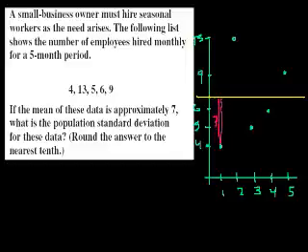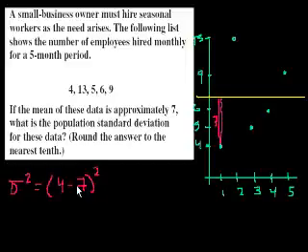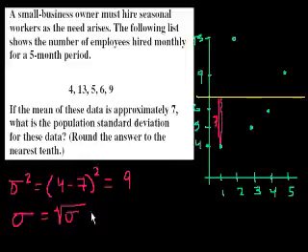So that's why sometimes people will say, okay, the variance is equal to 4 minus 7 squared. And then that'll give you 9. And then they will say that the standard deviation is equal to the square root of the variance, which is equal to 3.